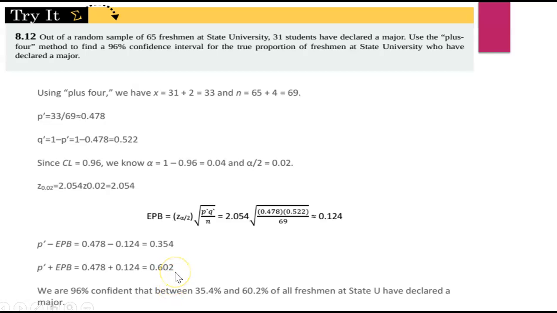So we say we are 96% confident that between 35.4 and 60.2% of all freshmen at State University have declared a major.